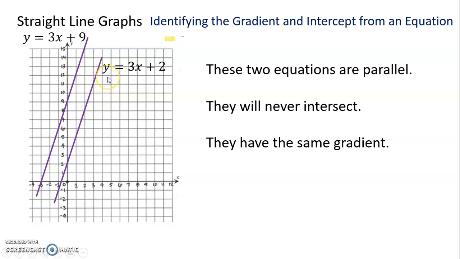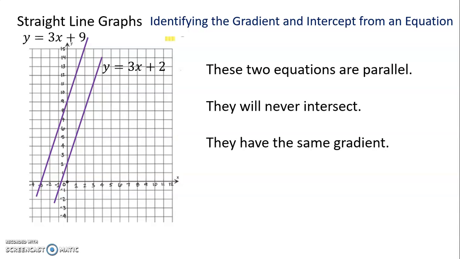And then another one with the equation y equals 3x add 2. So this has got a y-intercept of 2 right here, and a gradient again of 3. So for every one along, we go up 3. So these have got the same gradient, and therefore they are parallel when we draw them onto the graph. And that means that they will never intersect.